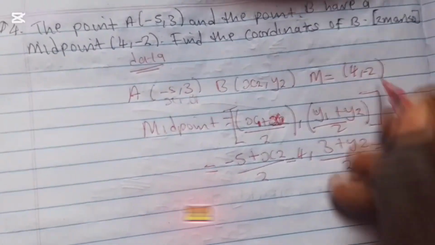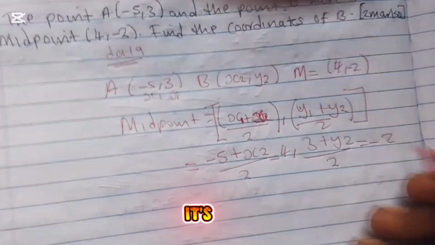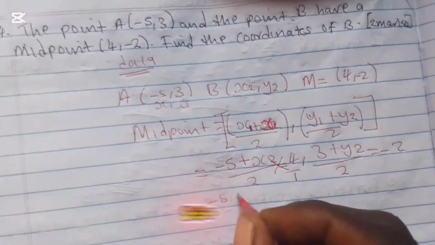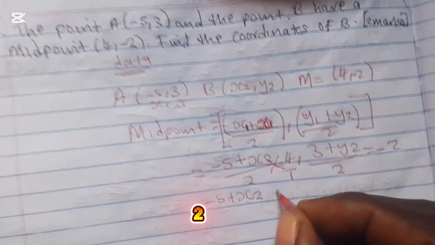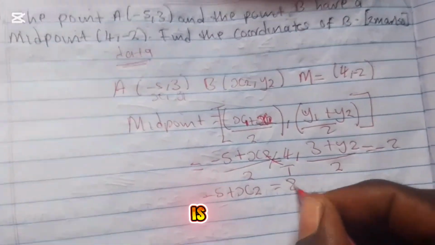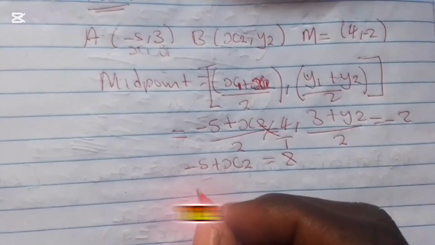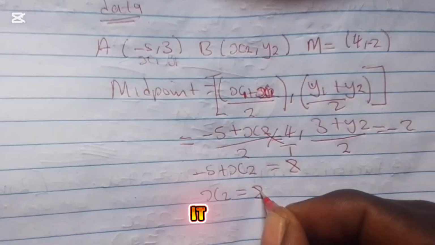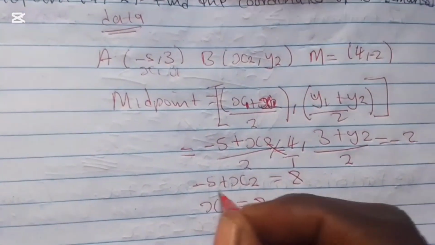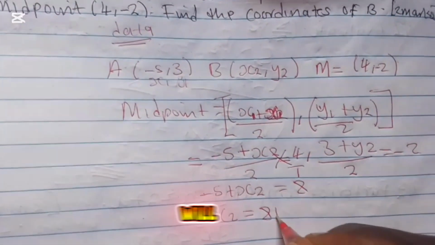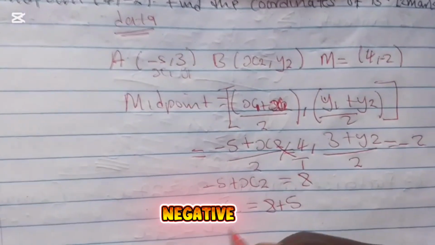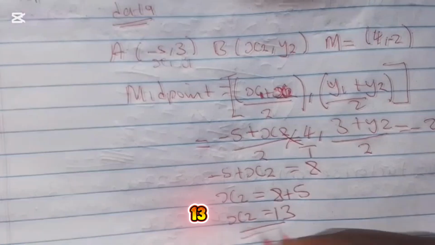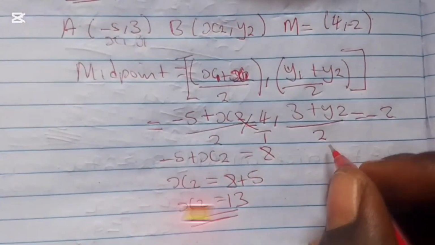So we are going to equate to 2. We have been given a midpoint of y, so it means negative 2. So we are going to put over 1 to balance. So we multiply 1 by negative 5, which is negative 5, plus x2 is equal to 2 multiplied by 4, which is 8. So we're going to collect the terms together. So x2 is equal to 8, and if you cross the equal sign, the negative sign becomes positive. So x2 is equal to 8 plus 5, which is 13. So this is the x value of B.